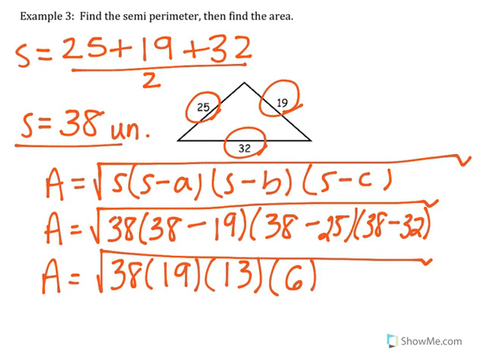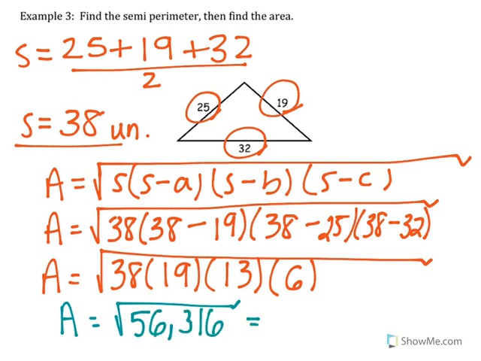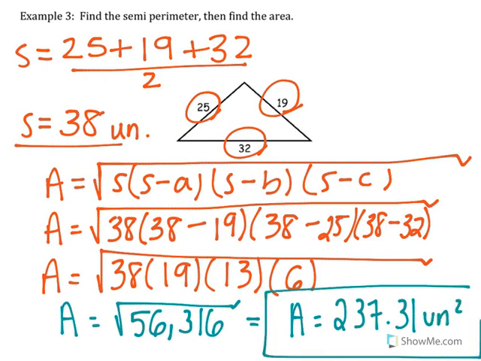So now I'll plug that into my calculator, and the area is equal to the square root of 38 times 19 times 13 times 6. And if you do that, it's the square root of 56,316. Take the square root and you'll get that my area for this triangle is 237.31 units squared.